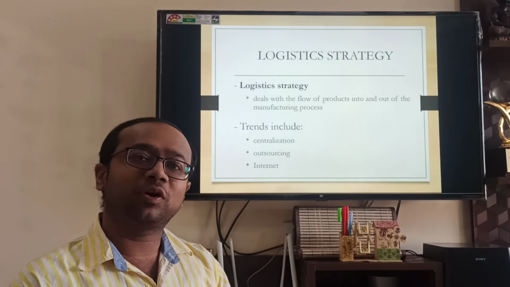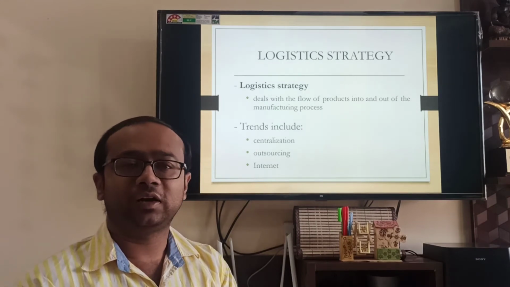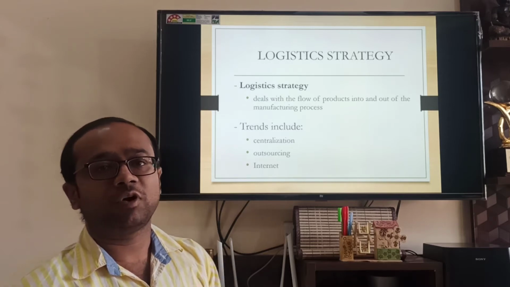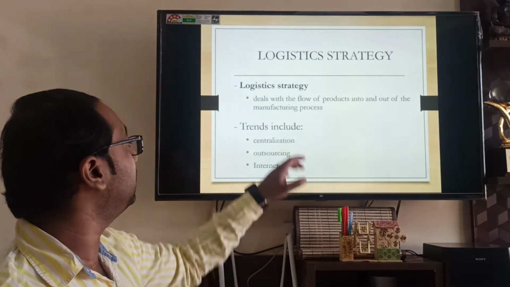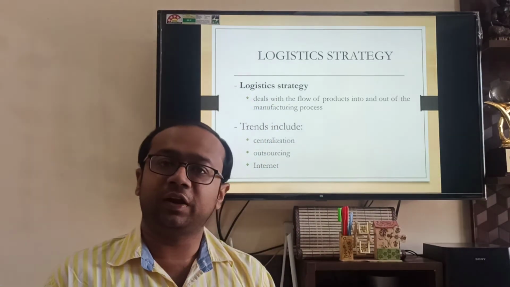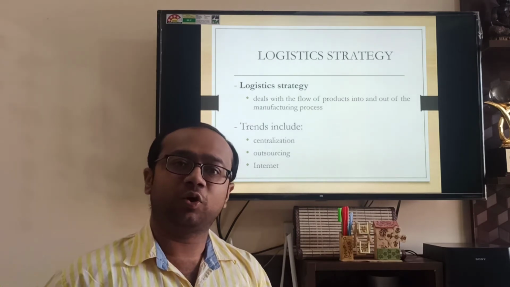Outward means after the product is produced, it will go to your RDC, it will go to the distribution point or the retailer point or the consumer point, whatever point, depending upon what industry you are in, what model you are in. That is basically known as logistics. It includes three different trends. One is the trend of centralization. Centralization means everything under one roof, centrally controlled.